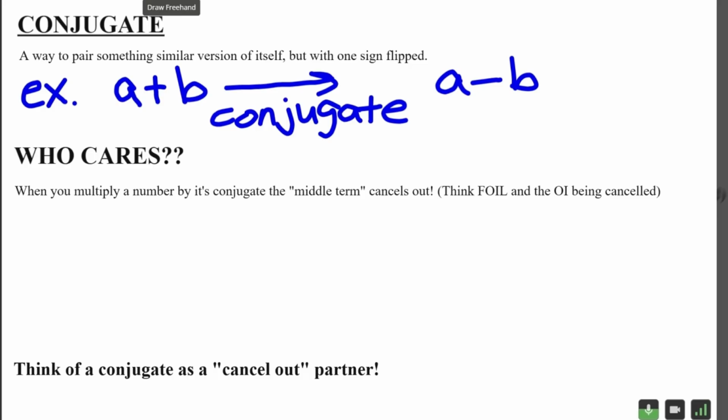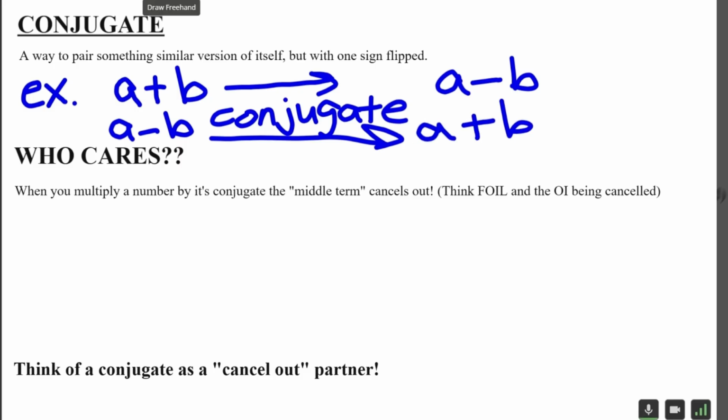If I had A minus B, its conjugate would be what? A plus B. The A's and the B's are the same, those terms in the expression, but we're going to flip the sign.